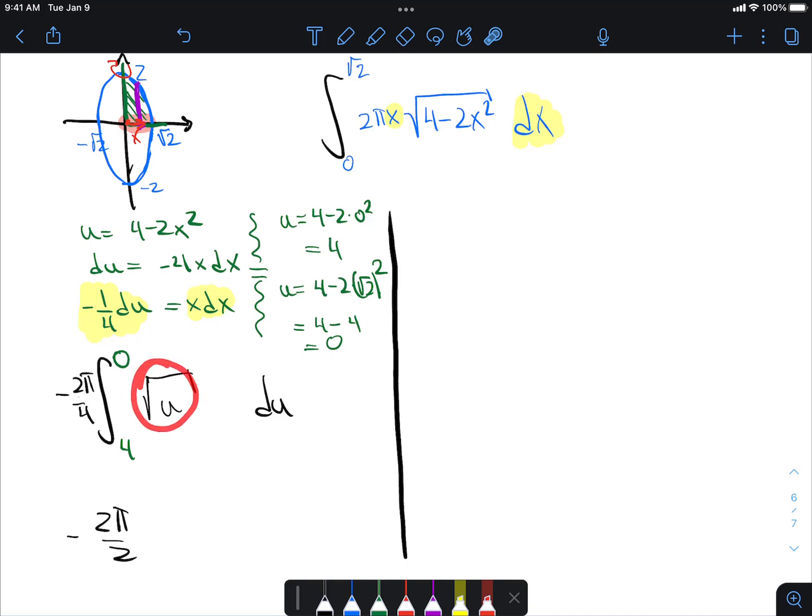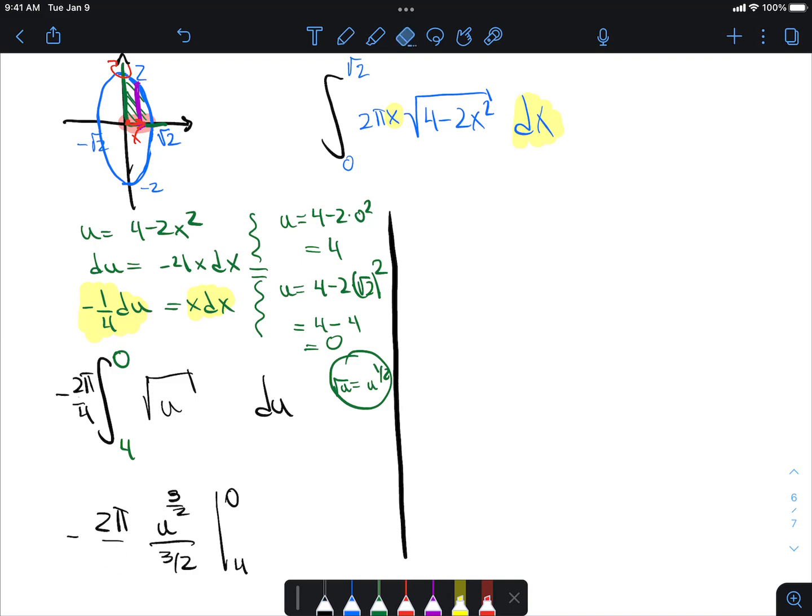So finding the antiderivative of u, square root of u. Square root of u is the same as u to the 1/2. So I use the reverse power rule. It is adding 1 to the power. 1/2 plus 1 is 3/2. And then divide by 3/2. That evaluated from 4 to 0.